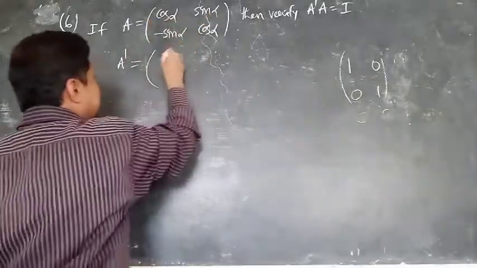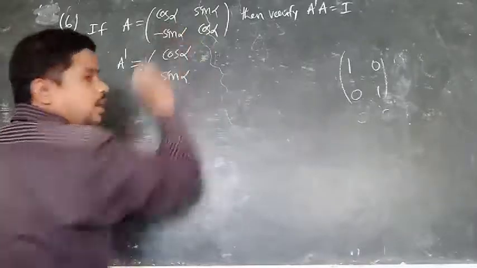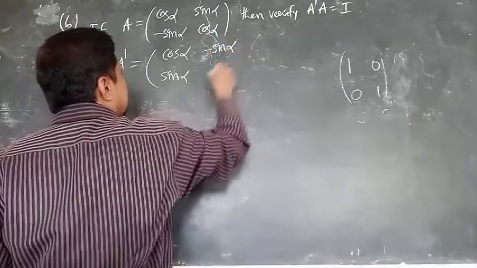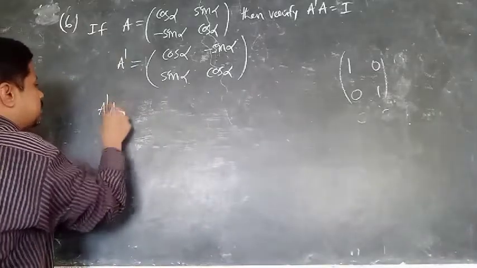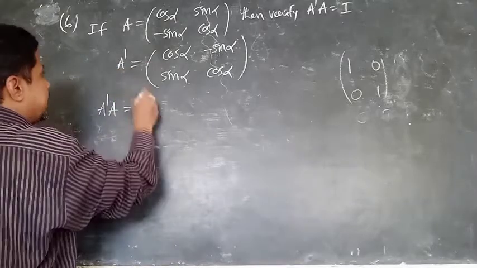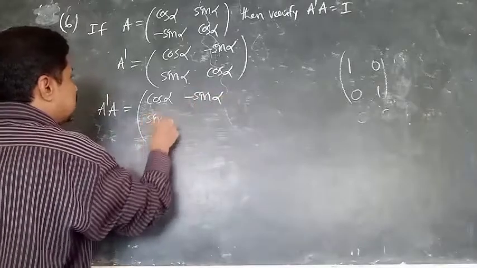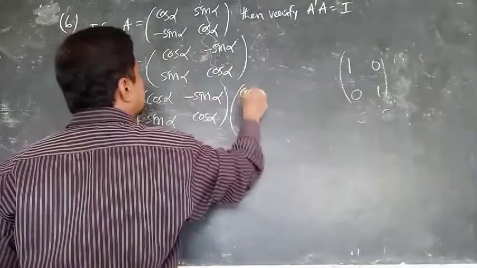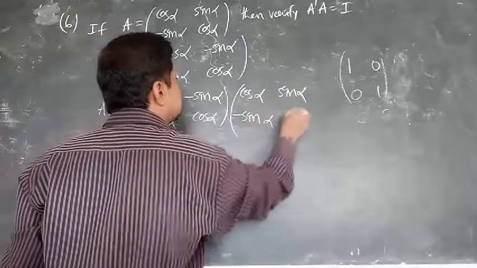The first row becomes the first column: cos alpha, sin alpha. The second row becomes the second column: minus sin alpha, cos alpha. Now calculate A dash into A. First write down A dash: cos alpha, minus sin alpha, sin alpha, cos alpha, into A: cos alpha, sin alpha, minus sin alpha, cos alpha.